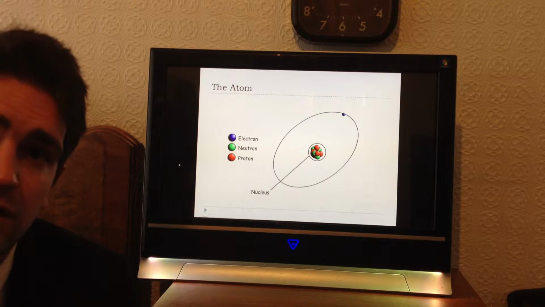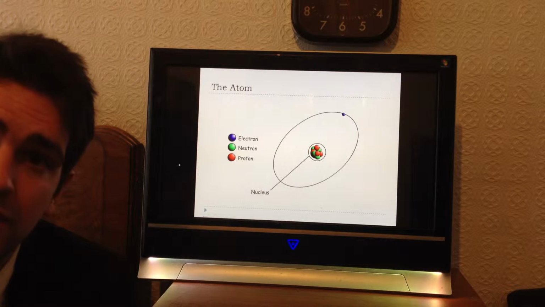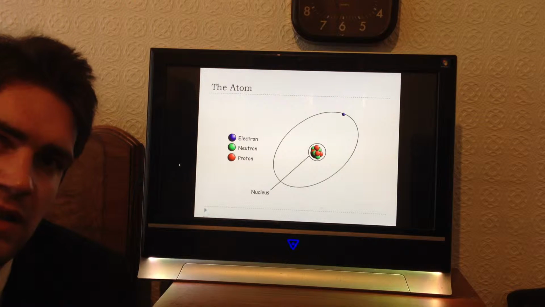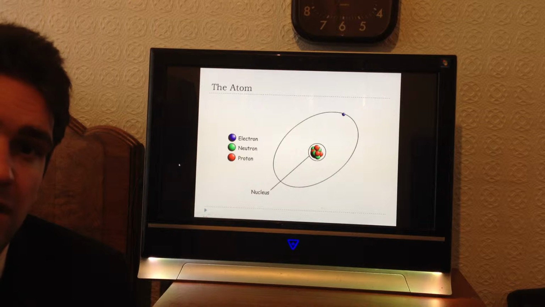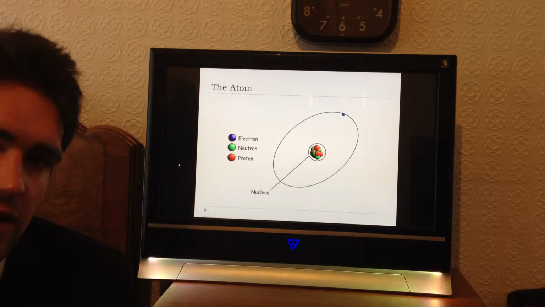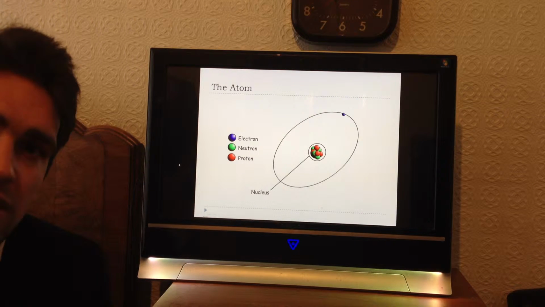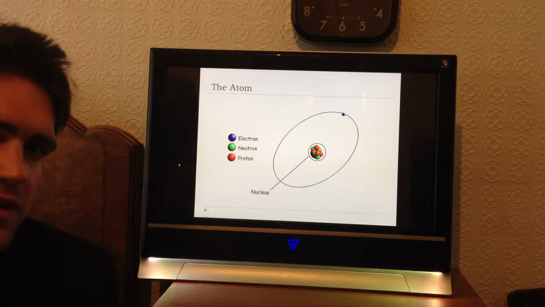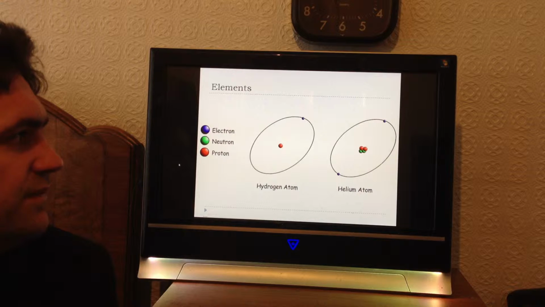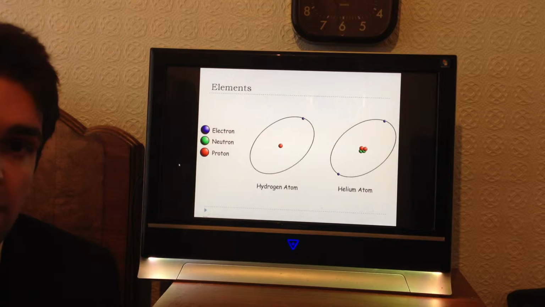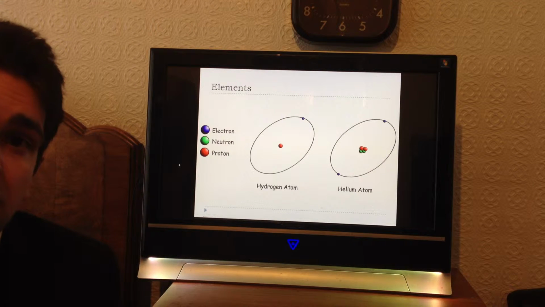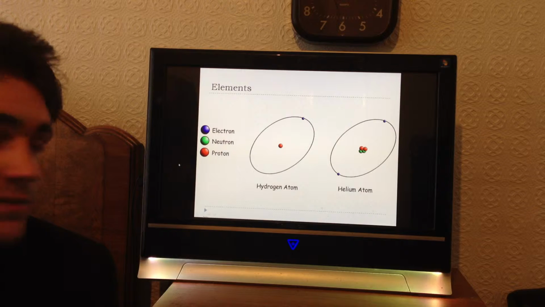The atom itself is composed of a central nucleus containing positively charged protons and neutral neutrons. Orbiting this nucleus are negatively charged electrons. In a neutral atom, the number of protons always matches the number of electrons. Atoms with different numbers of protons are called elements. A hydrogen atom, as seen on the left, always contains one proton and one electron. A helium atom, however, contains two protons and two electrons.